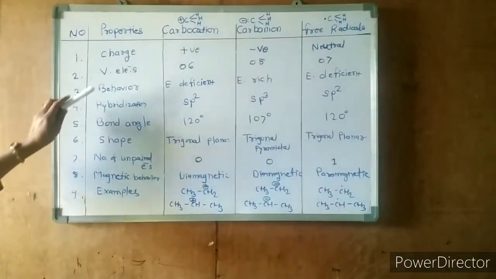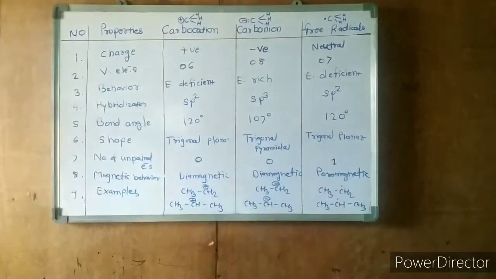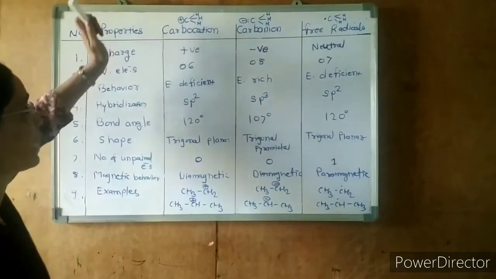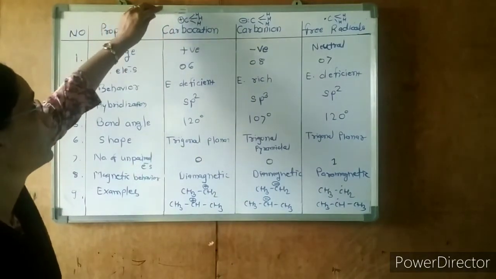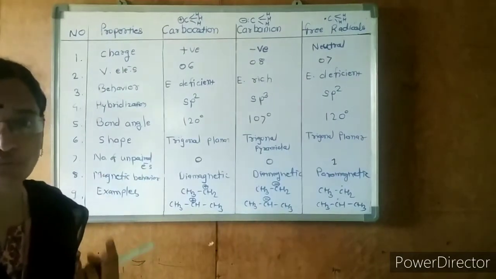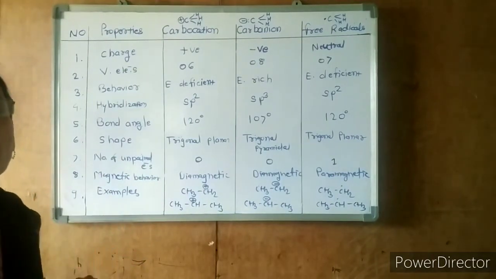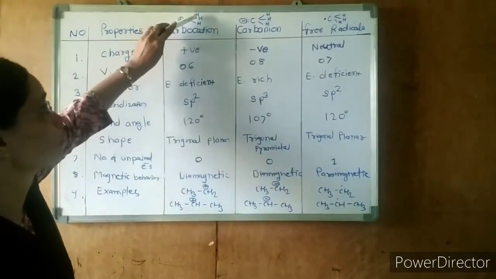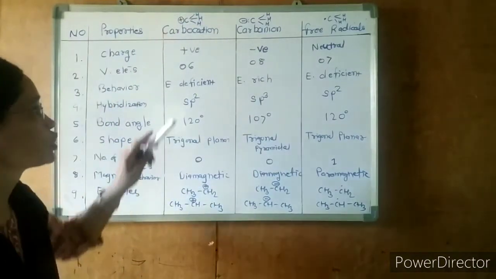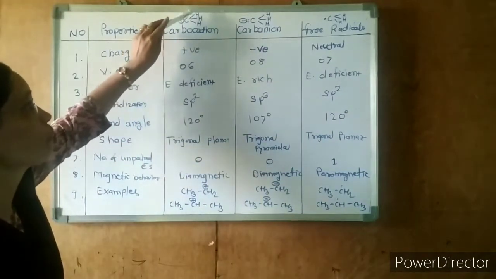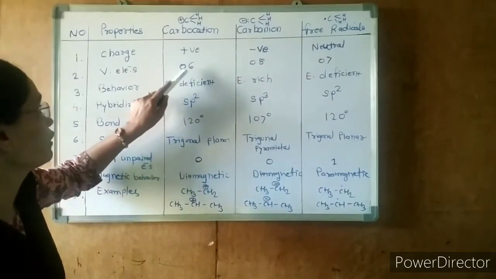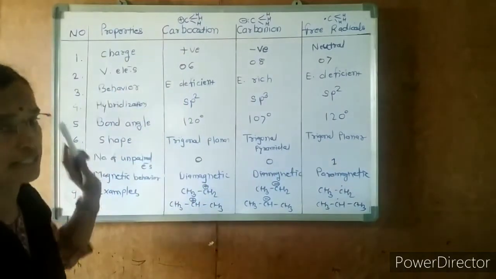Now, second property, that is the valence electrons. Now count the total valence electrons. How many valence electrons are here in the carbocation? Each bond has 2 electrons. We know that each bond is made up of 2 electrons. How many bonds are here? 1, 2 and 3 bonds are here. So total electrons are 2 plus 2 plus 2, 6 electrons are there, right? Total valence electrons are 6 in number.